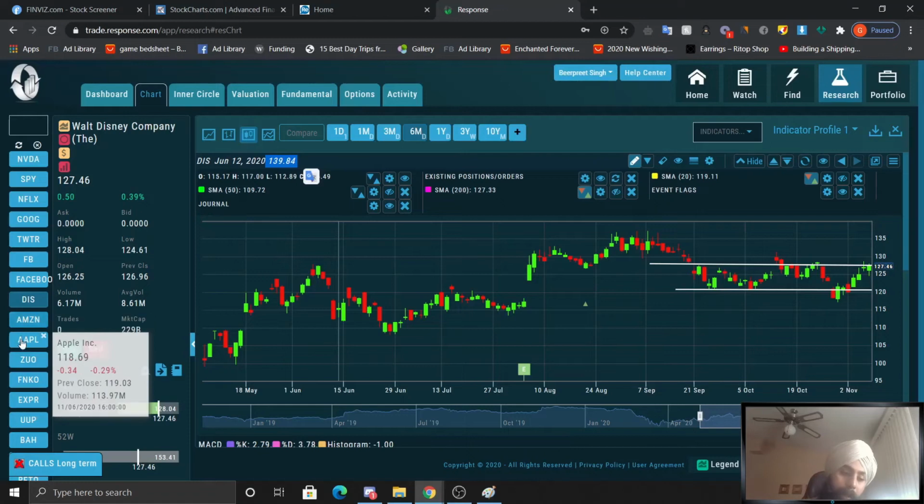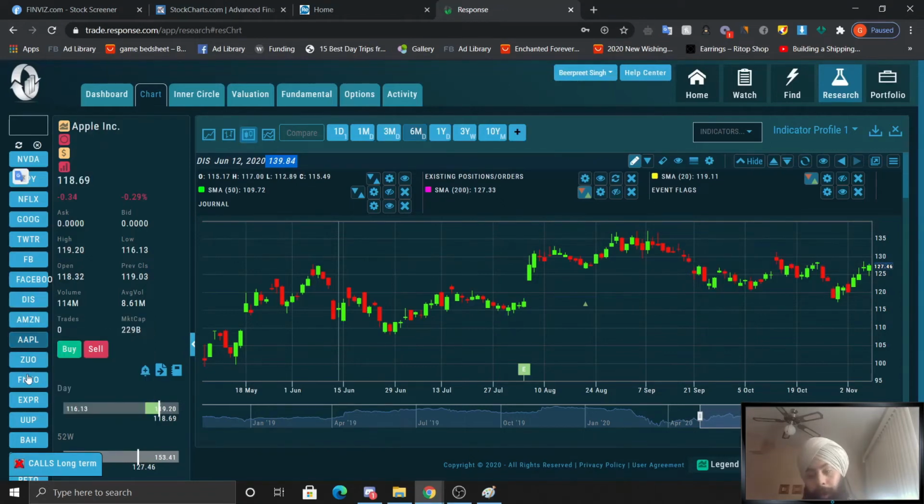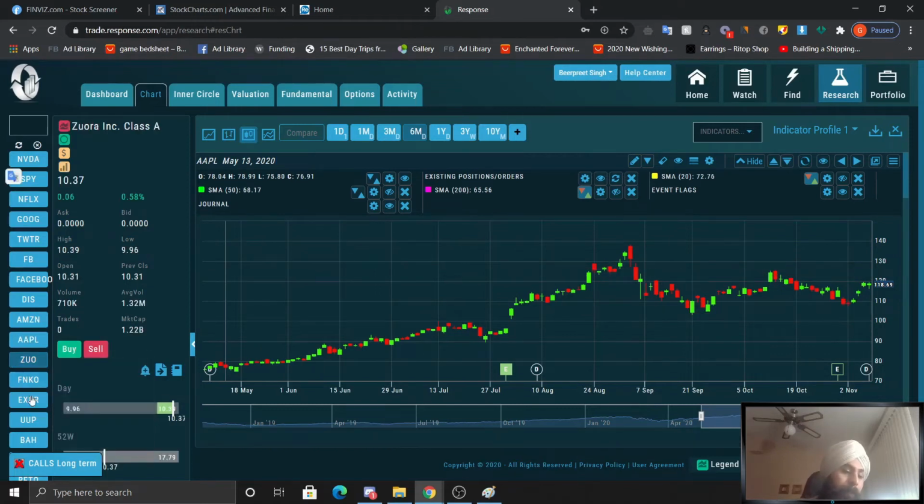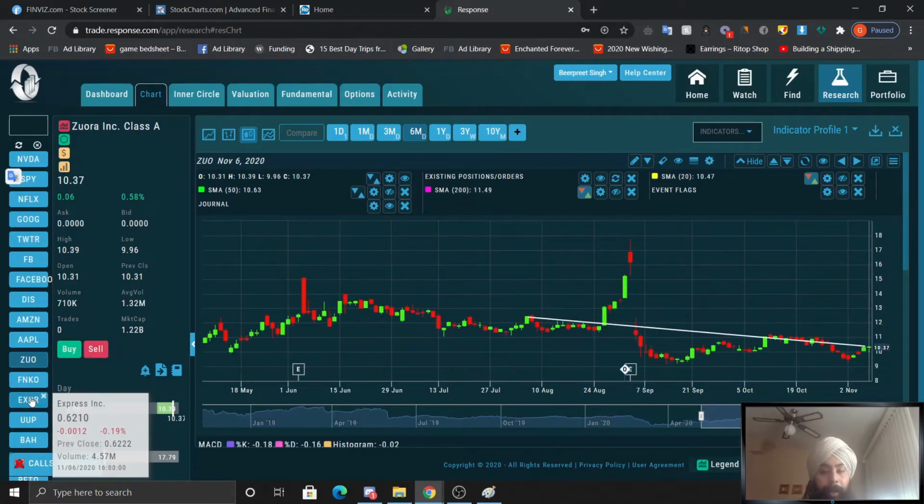Let's do another example so that it's more clear. Apple I've already drawn. You can draw your resistance over here, but over here is good. Now you can see why I draw my support over here. Because I have 6 points at the same place. It tried to go below, failed, below, failed, below, failed, below, failed, and it came back up. But I don't know what's going to happen tomorrow, so we'll wait.